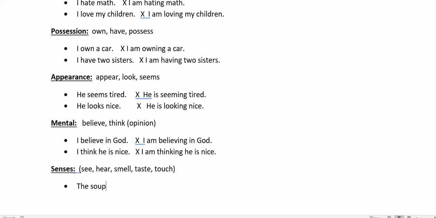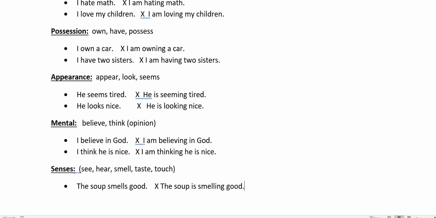So we would say the soup smells good. So notice the soup isn't doing anything. The soup is just sitting there in the bowl or the pot and it's not doing anything, but it smells good. So we would not say the soup is smelling good.